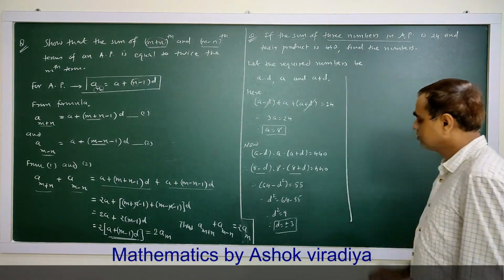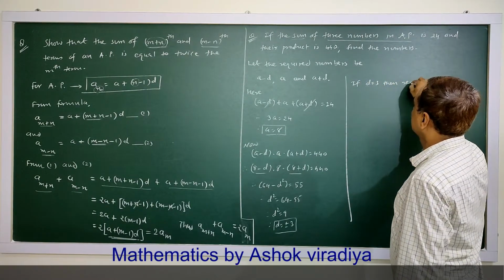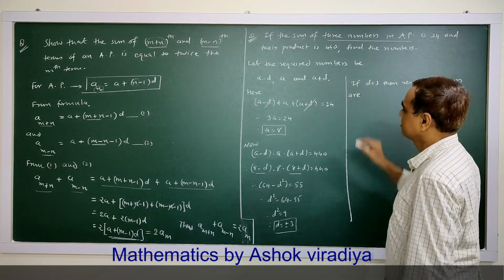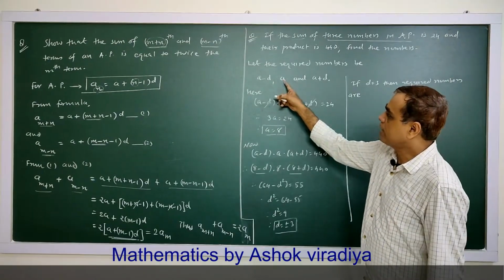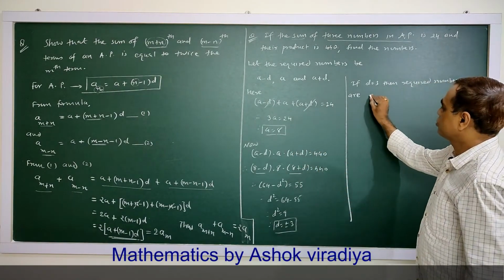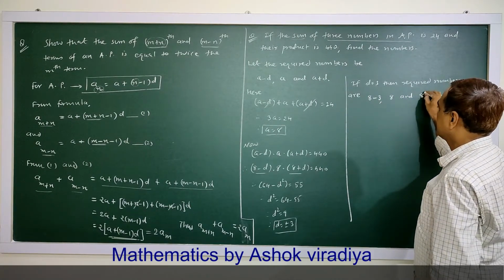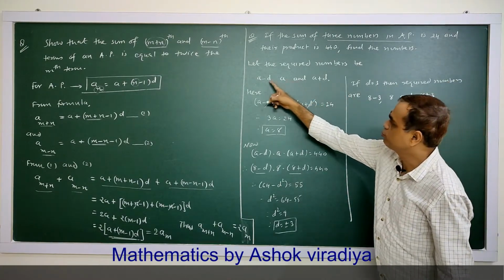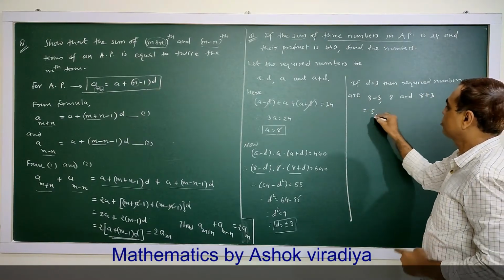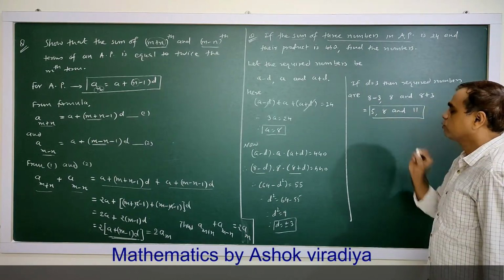So, if d is 3, then the required numbers are, now I am putting values in this equation. See, a is 8, so a minus d, a and a plus d. I have taken d equal to plus 3. So required numbers are 5, 8 and 11. So this is answer 1.